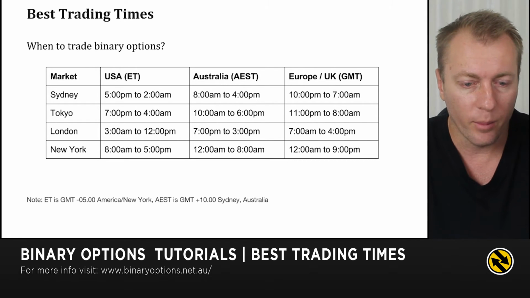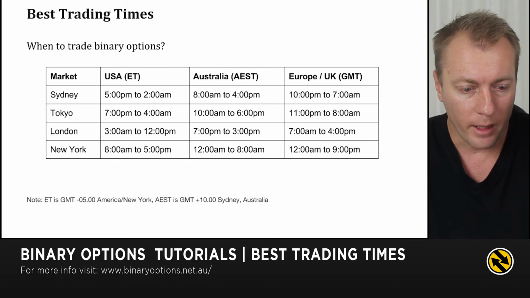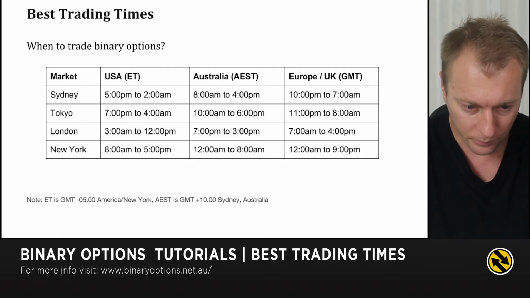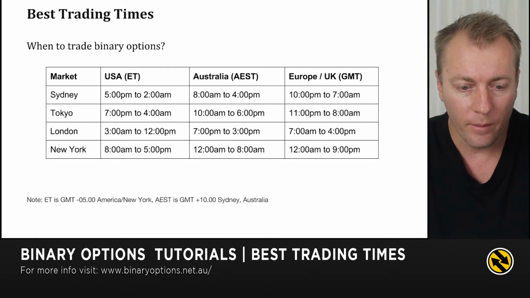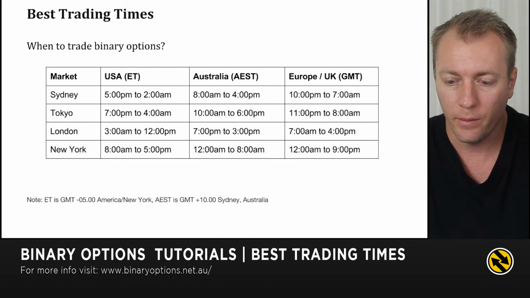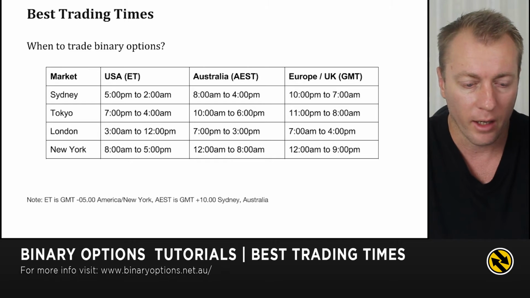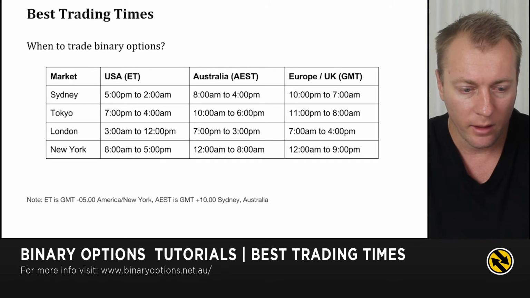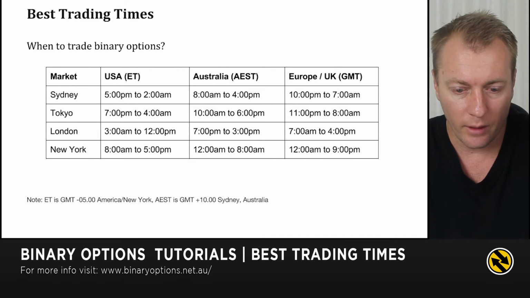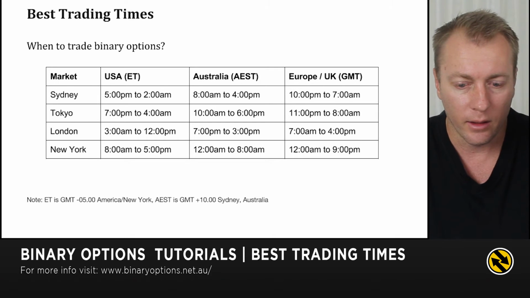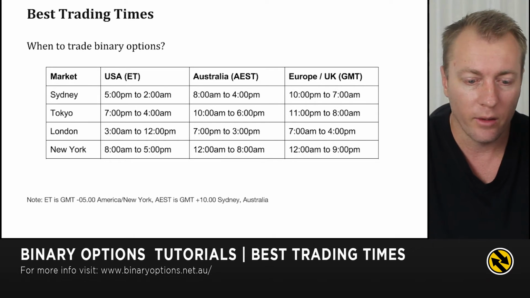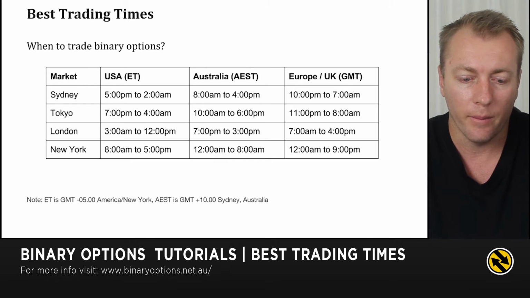So when to trade binary options? Here I've got the four main markets being Sydney, Tokyo, London, and New York, and also their corresponding times. So if you're in the USA time zone or Australian time zone or the Europe time zone, these are the best times to trade those particular markets. For example, if you want to trade the Sydney market and you're in the US, it's going to be between 5 PM and 2 AM.